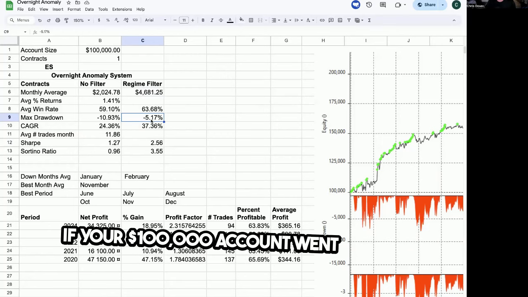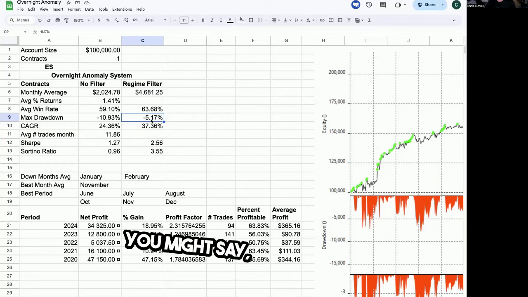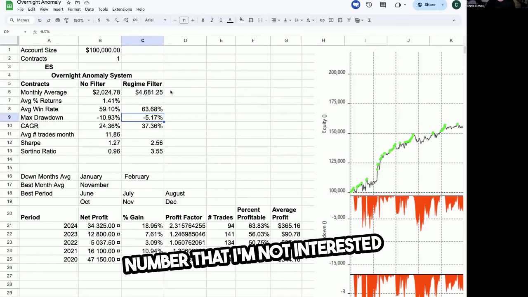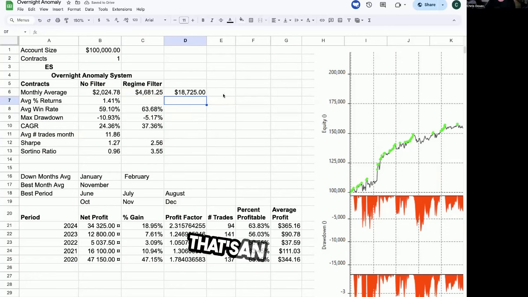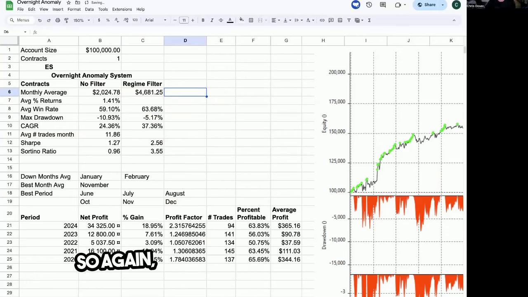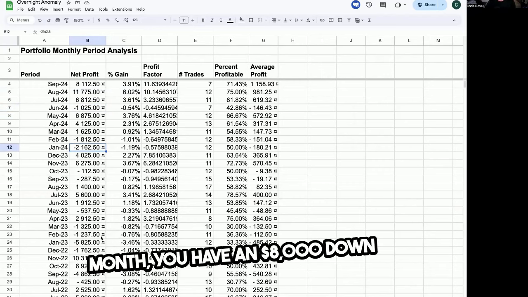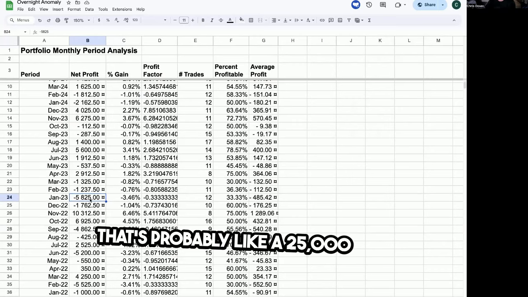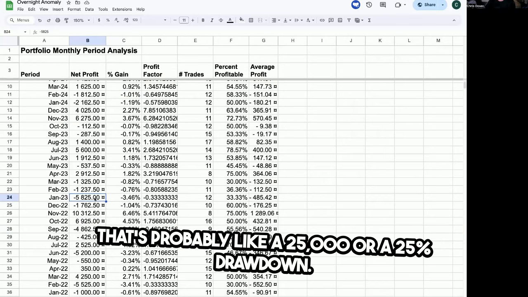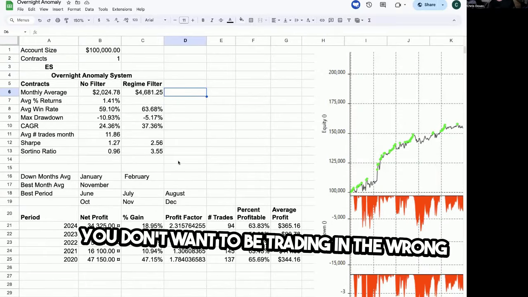If your $100,000 account went from 100,000 to 95,000, that's not that big of a deal, right? You might say, okay, 80,000 is a number that I'm not interested in. So that's four times this drawdown. Again, that's $18,000. So some months, multiply times four, you have a $4,000 down month, or an $8,000 down month. If you're trading in the wrong regime, that's $5,000 over 20,000, which is probably a 25% drawdown. That's painful, right? So you don't want to be trading in the wrong regimes.